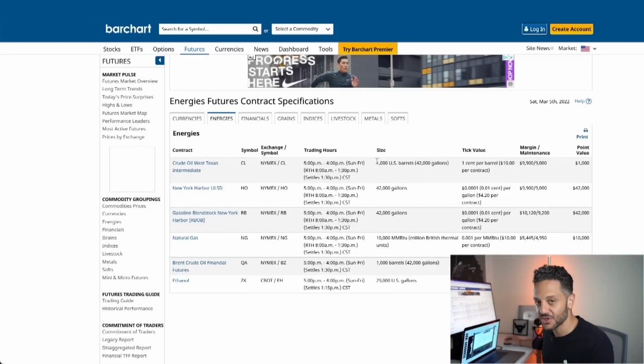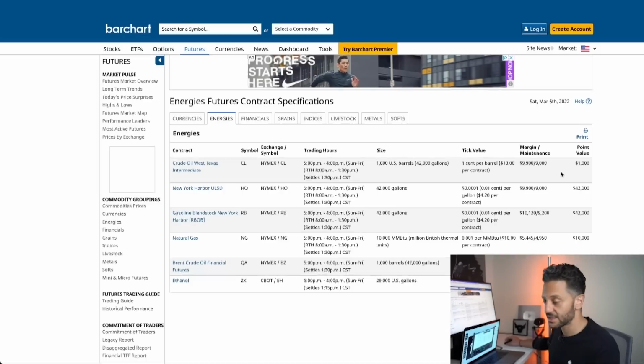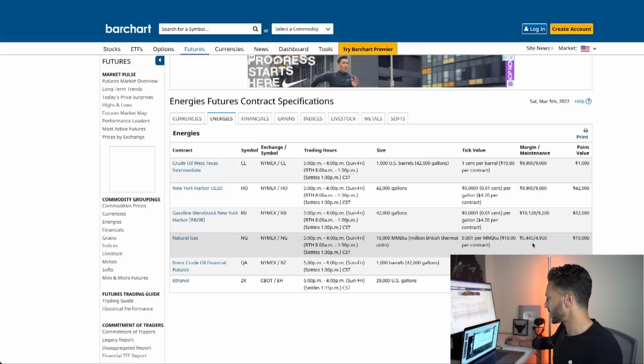You can close your position out early. Remember that. You can close your position out early, and most people will be closing their positions out early. Just pay attention to the last date of trade and the settlement date, etc. But one CL futures contract, the size is 1,000 barrels of oil. The initial margin is 9,900. The maintenance margin is 9,000. So even less than the S&P 500 futures contracts, to be honest. Natural gas is even less than that.